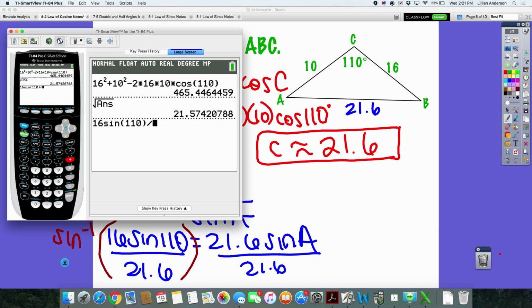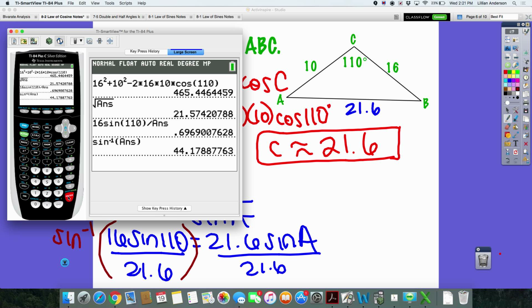Second negative pulls my previous answer, which was that 21.6 number. When I click enter, I get a decimal. I still have to take the sine inverse of it. Could I have done it all in one line? Yes. But I didn't want to make any mistakes, so I just did it separately. Second negative pulls the previous answer. So you should have gotten 44.2.